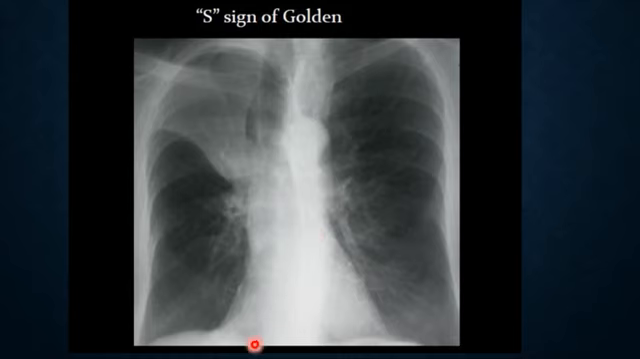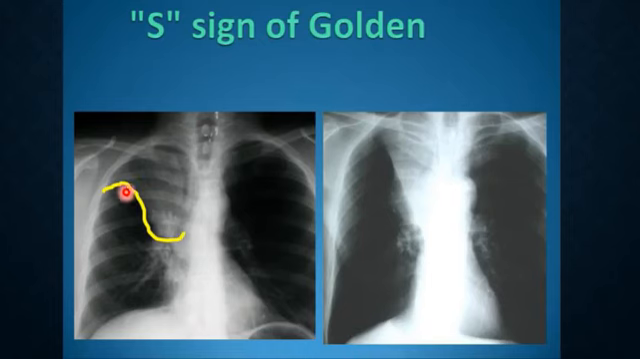But the vast majority is on the right side. It can be seen on the left, of course, but very rarely. Okay? Like for example, you can see here it makes the letter S. The S sign of Golden. Whenever you see that, you suspect a hilar mass, malignant of course. Yeah, this is the same in the CT scan.